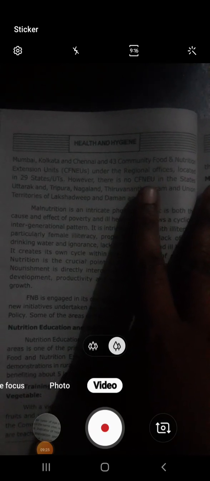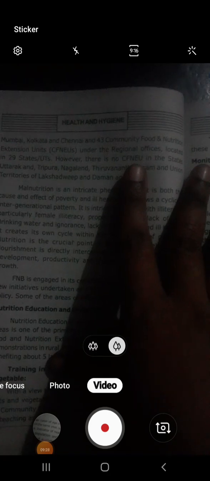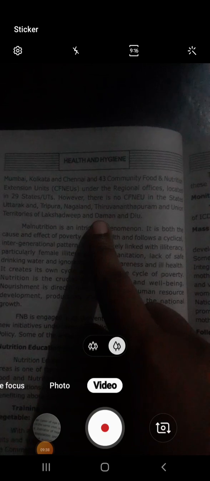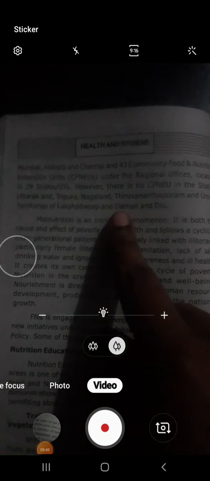We have 4 regional offices, and quality laboratories at Delhi, Mumbai, Kolkata and Chennai, and 43 community food and nutrition extension units. These are regional offices located in states and union territories. The community food and nutrition extension units are in states such as Uttarakhand, Tripura, Nagaland, Trivandrum, and union territories like Lakshadweep and Daman and Diu.